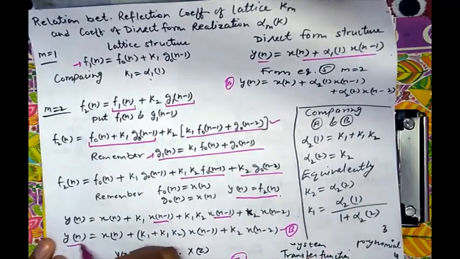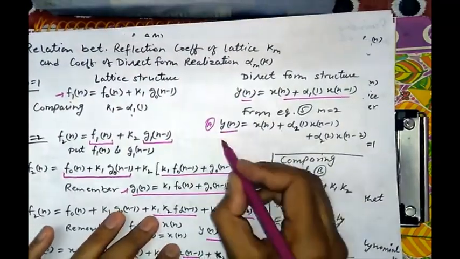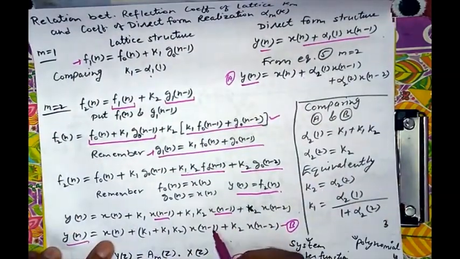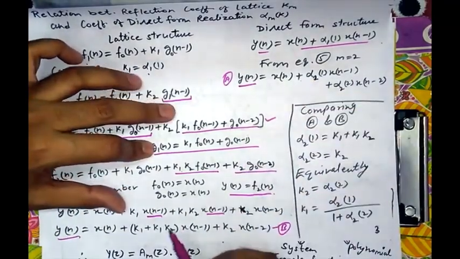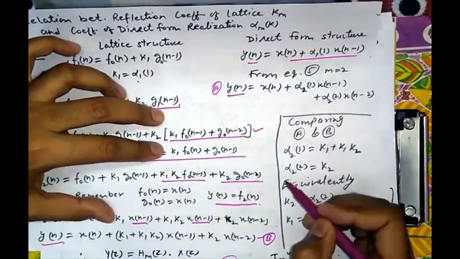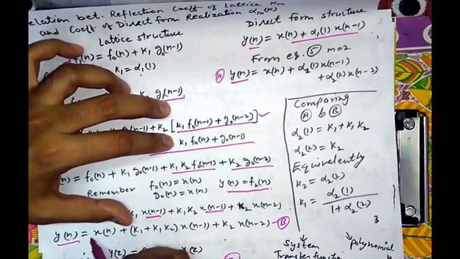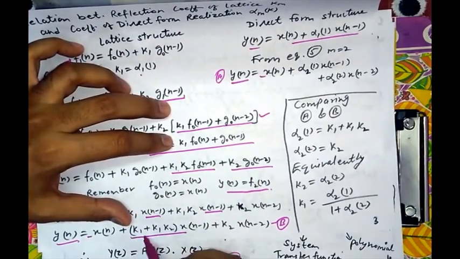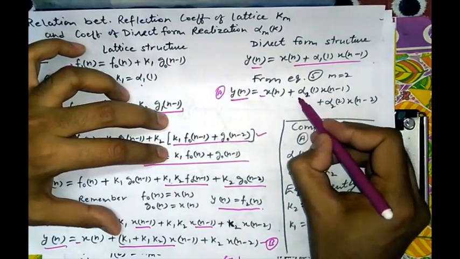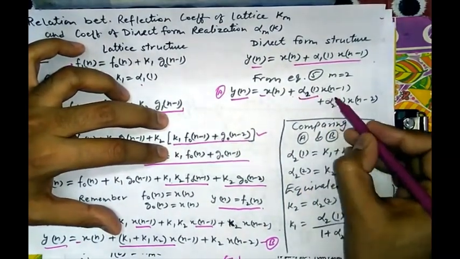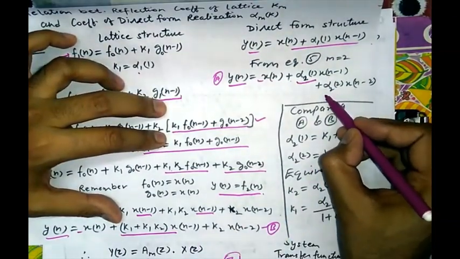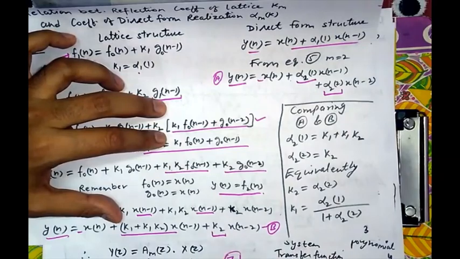Now it is also the output in direct form structure, and it is also the output in lattice structure form. The difference is only the coefficients. So we can compare these and find the coefficients for second order. This is 1, there is no coefficient, and this is k1 plus k1 k2, which is alpha 2 1, the multiplier of x(n-1) by comparison, and the third coefficient is alpha 2 2, and here it is k2.